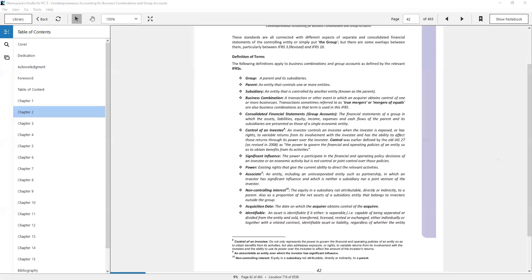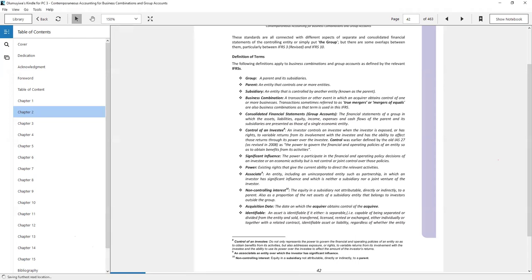The financial statements of a group in which the assets, liabilities, equity, income, expenses, and cash flows of the parent and its subsidiaries are presented as those of a single economic entity. Control of an investee: an investor controls an investee when the investor is exposed or has rights to variable returns from its involvement with the investee and has the ability to affect those returns through its power over the investee. Control was earlier defined by the old IAS 27, as revised in 2008, as the power to govern the financial and operating policies of an entity so as to obtain benefits from its activities.